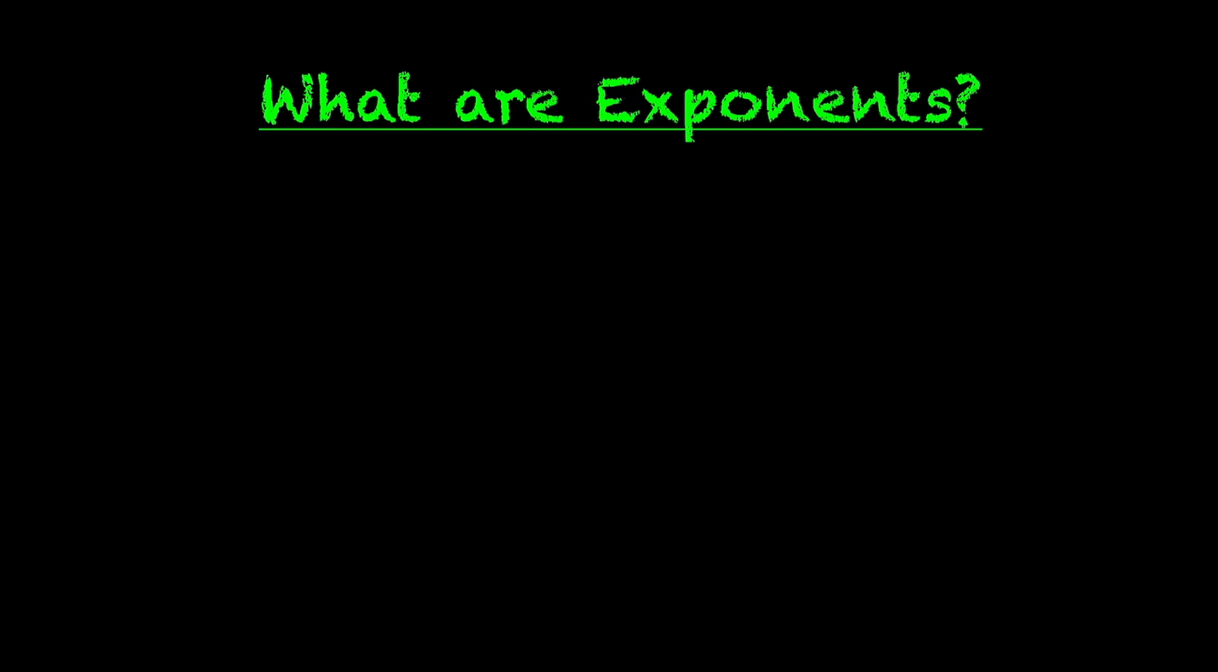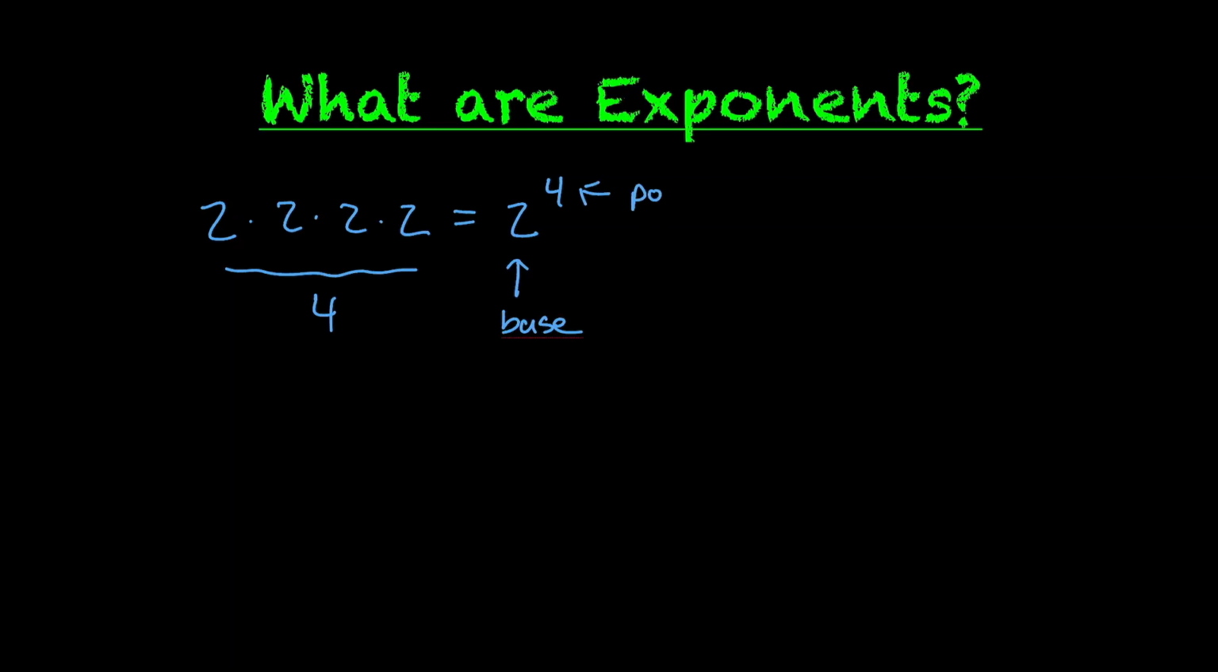Let's start with the idea of what an exponent is. Simply put, an exponent is the notation we use for repeated multiplication. So for example, if I'm doing 2 times 2 times 2 times 2, 4 times, then we're going to write that as 2 to the fourth. Now, part of this definition is that the 2 there is called the base, and the 4 is called your power or your exponent.